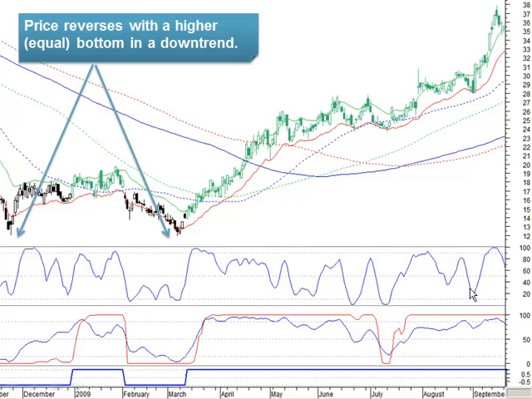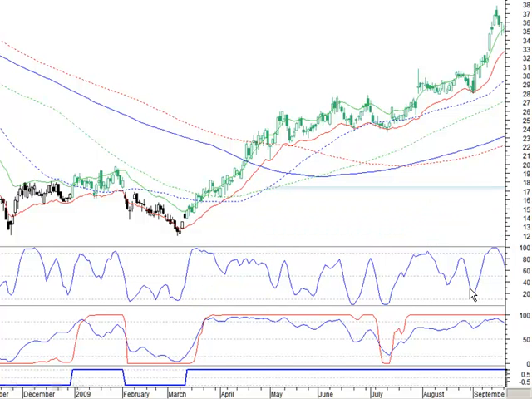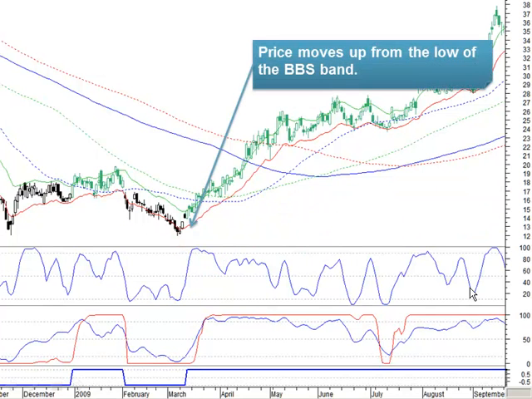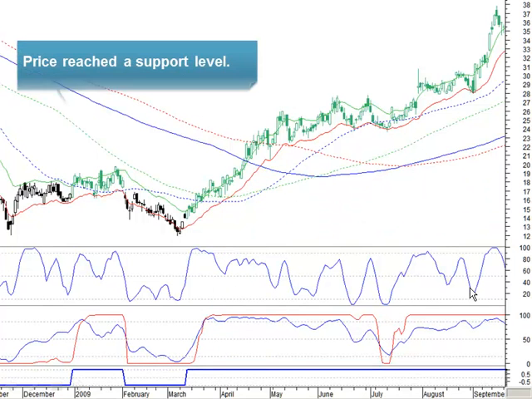Price reverses with a higher bottom in a downtrend. The SRSI indicator turns up from low levels. The SRSI indicator is showing a positive divergence with price. Price is moving up from the low side of the BBS band. The slow stochastic indicator is turning up from low levels. Price reached a support level.